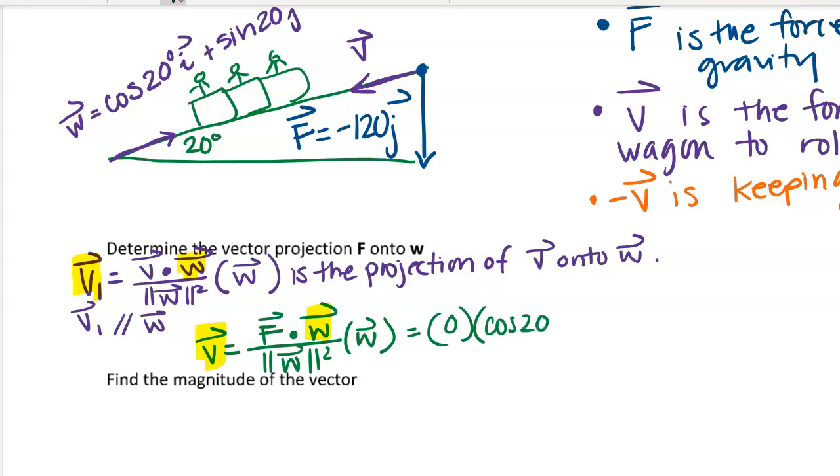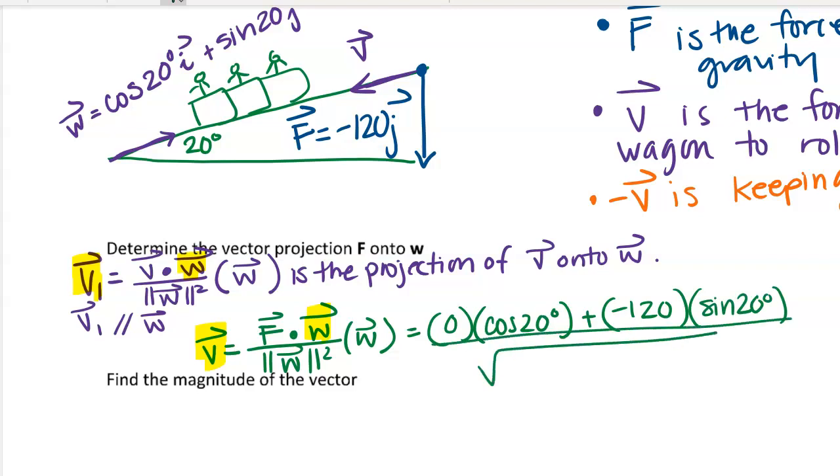Cosine of 20 degrees, plus B1, which is what? Negative 120 times B2, sine of 20, and then I'm going to write the bottom, flip, all over square root W, right? Remember, the magnitude is A squared plus B squared. Well, what is A squared for W?